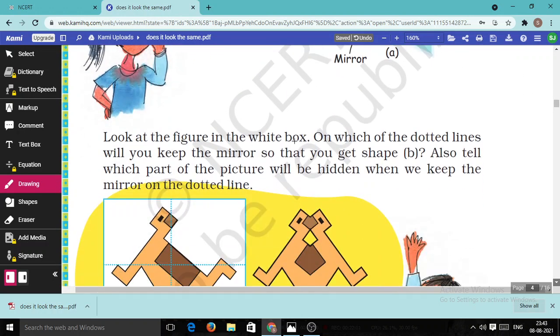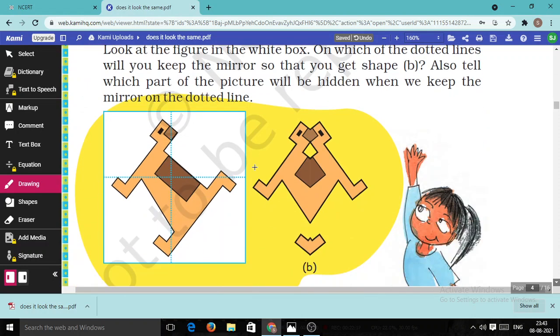Now look at the figure in a white box on which the dotted line will keep you a mirror so that you will get a shape B. Also tell which part of the picture will be hidden when we keep the mirror on a dotted line. Now look here, if a mirror is placed on this figure, to see whether these two parts are equal or not, we have to place a mirror from here, like this, and you will see that these two figures are equal. So this is called a mirror half.